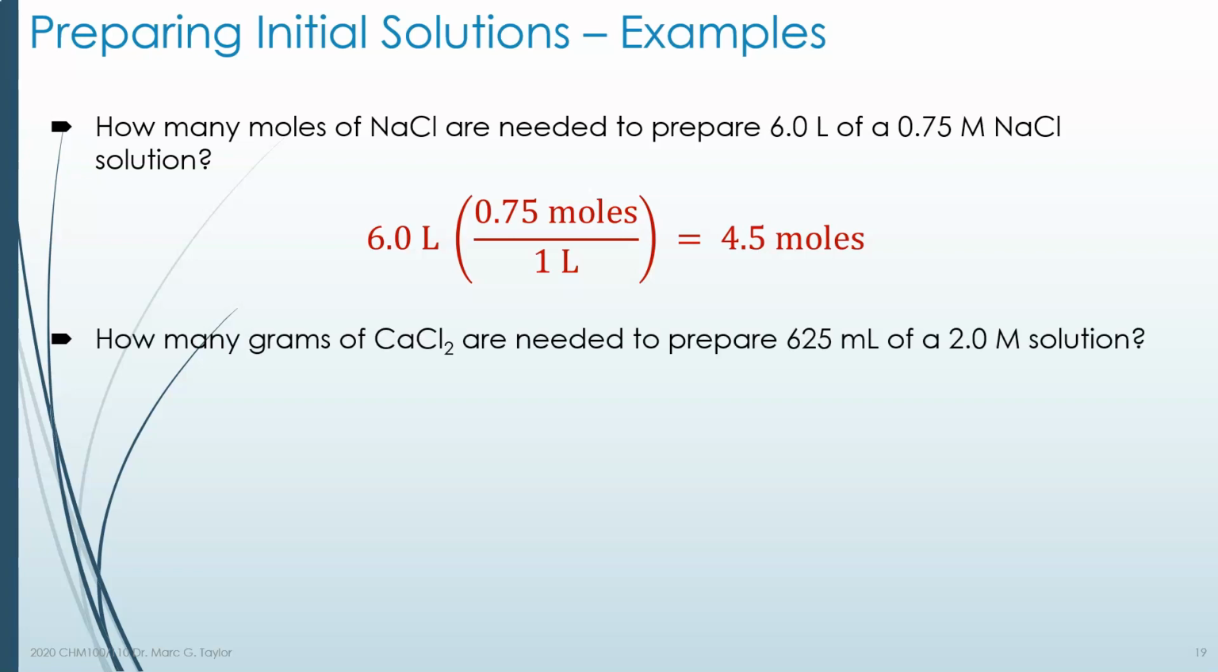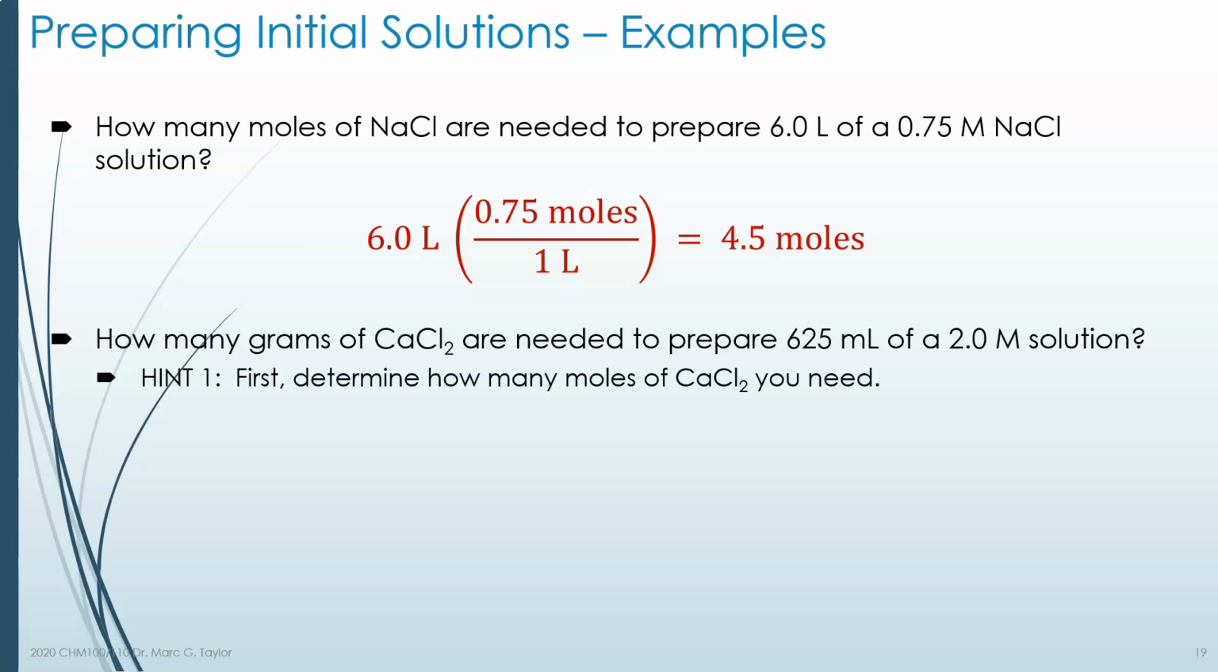Here's another problem. How many grams of calcium chloride are needed to prepare 625 milliliters of a 2.0 molar solution? Well, remember what molar is. It's moles per liter. And we have our volume in milliliters, and we're asked for grams. So these things don't really match up. Molar is moles per liter, but we don't have moles. We're asked for grams, and we don't have liters. We're given milliliters. So you have to do a couple things first.